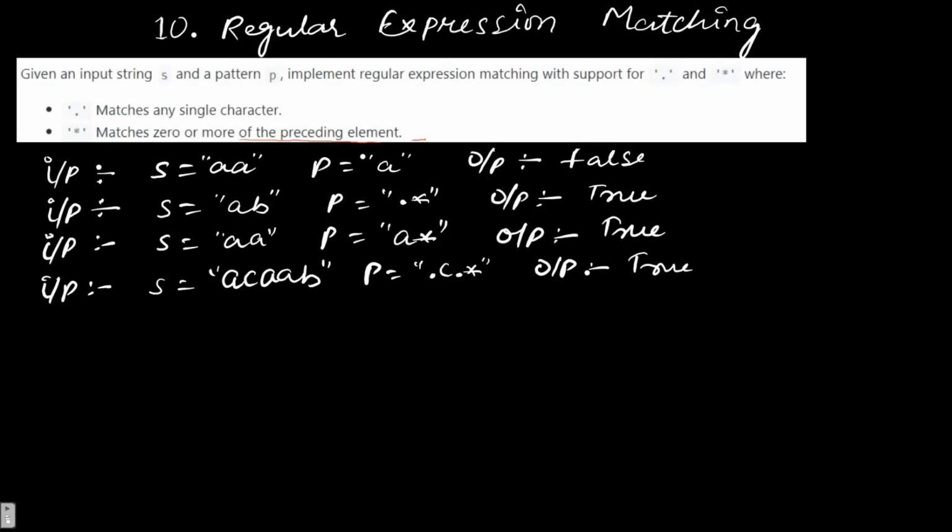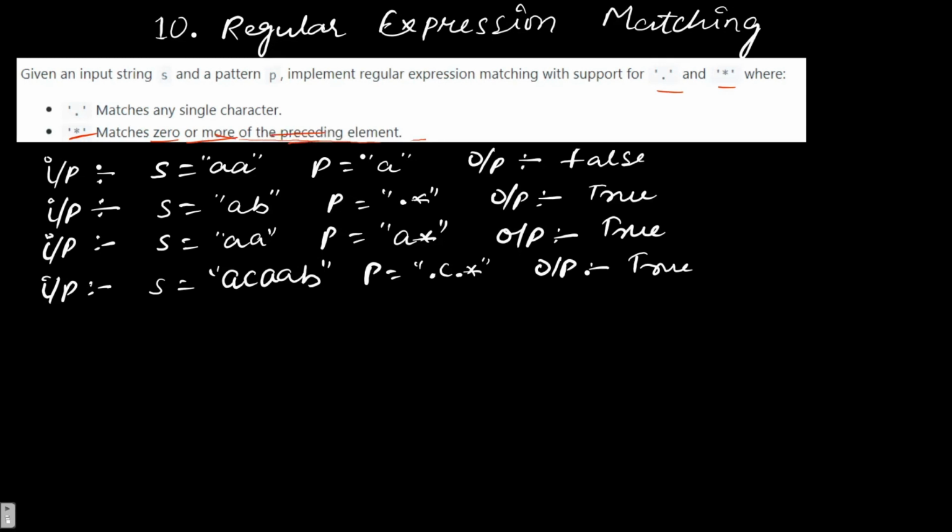Hello and welcome. In this video, we are going to solve the 10th problem of LeetCode, that is Regular Expression Matching. In this problem, we are given two strings s and p, and we have to implement regular expression matching with support for dot and star, where dot can match any single character and star can match zero or more of the preceding element. So let's see what that means.